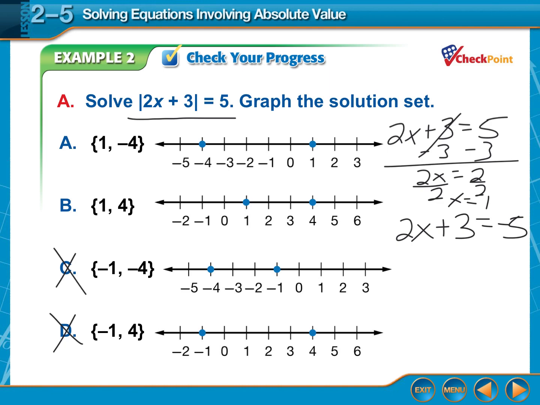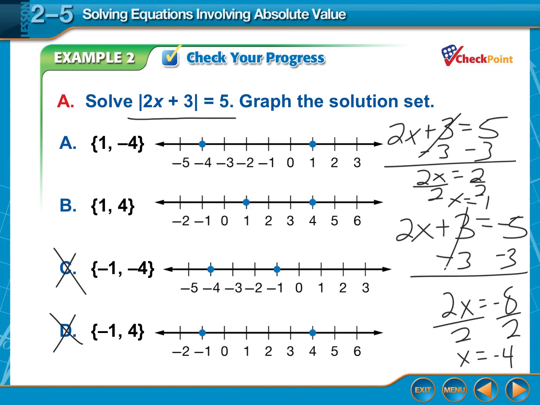On this one, what's our first step? Subtract 3. What's negative 5 minus 3? Negative 8. And divide by 2, you get negative 4. So A is our answer, and then they just plotted it on a number line.